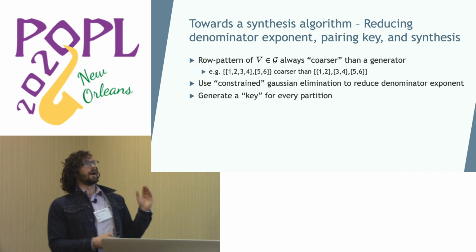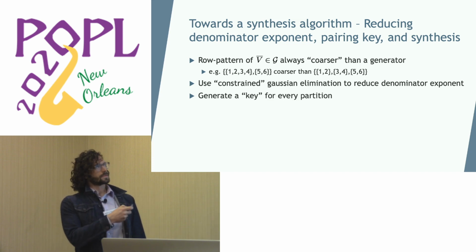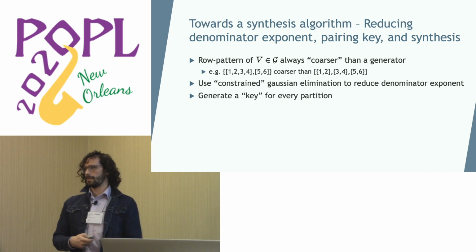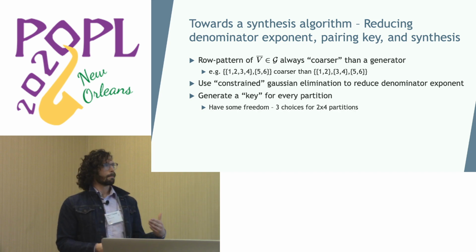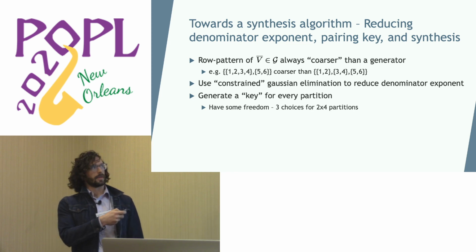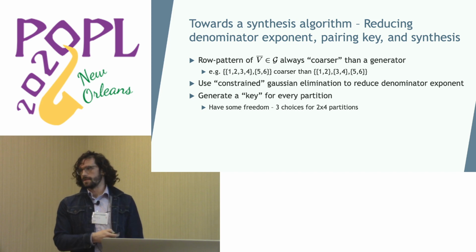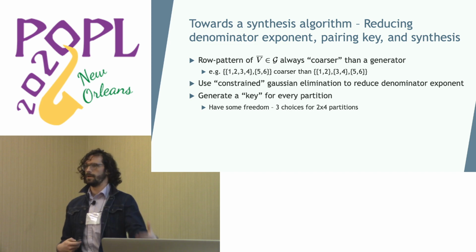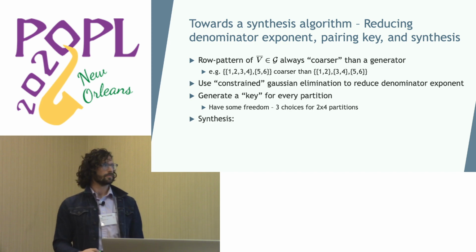And so given that this first bullet is the case, we can generate a key for every partition that is possible. And we actually have some freedom when you have partitions that are like 2 by 4. In particular, you have 3 choices for those. And that comes back to that relation I showed you earlier that I said was a little bit more complex. It's basically enforcing you to pick a choice if you want a unique synthesis algorithm.